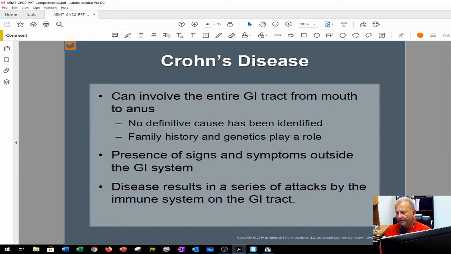Crohn's disease. So this is similar to ulcerative colitis, but this involves the whole GI tract. It occurs at 15 to 35 years of age. Usually family history follows Crohn's disease. And this is where you have white blood cells that are actually attacking the layers of the GI tract.